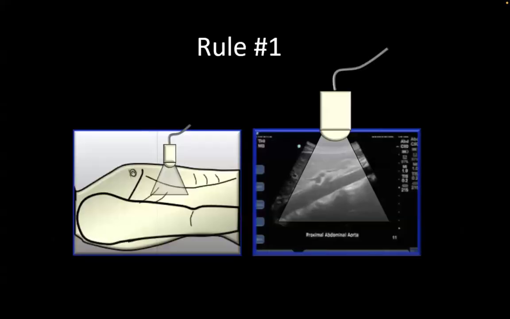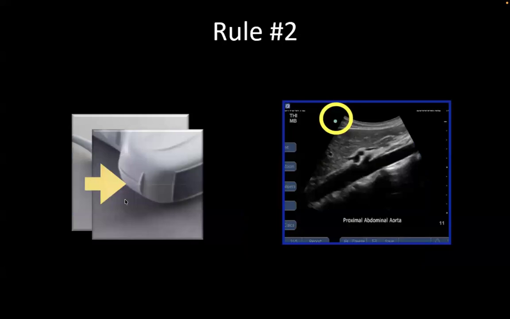So rule number 1 basically just means when you place the probe on the skin, what's up here is skin, and what's down here is deep to the body, so towards the back. So, superficial to deep. Rule number 2 is when you look at your probe, there should be a probe marker that corresponds to this probe marker on the actual ultrasound image. And so when you point the probe marker towards the patient's right, then this should also be on the patient's right.